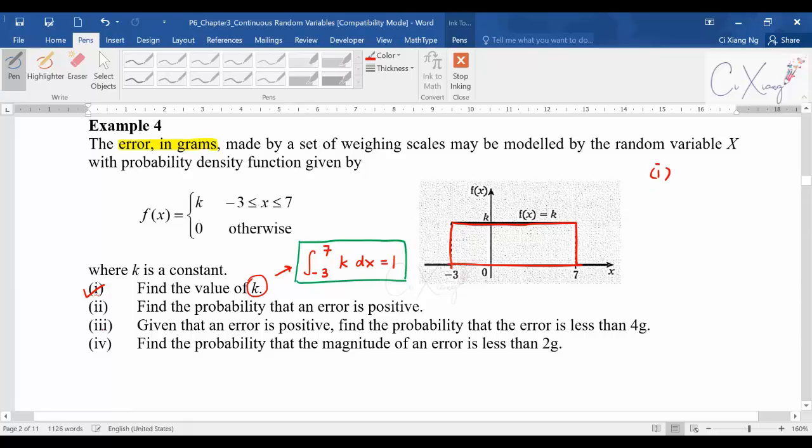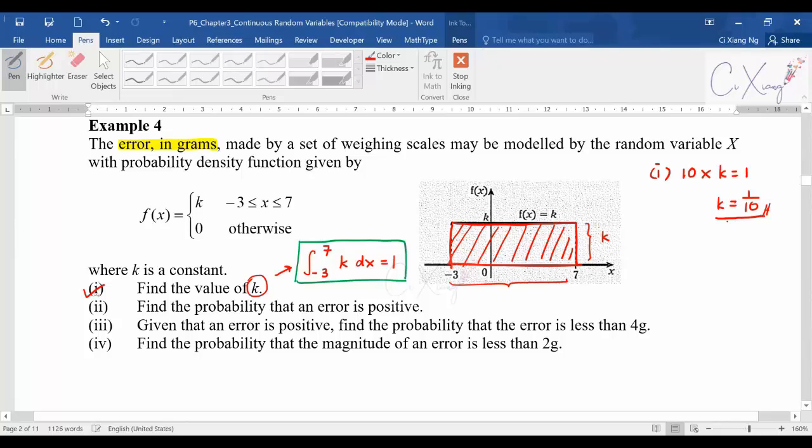So for example 1, if you don't want to do the integration, there's another way for you to get the value of k. You can use common sense. When we talk about the integration for the whole function, it is the area under the graph. So if you look at this rectangle, what is the area under the graph? To find the area of a rectangle, you take base times height. What's the base here? You have 3 plus 7, which is 10. So 10 times height, and the height is k, and it equals 1. Therefore, your k will be 1 over 10.